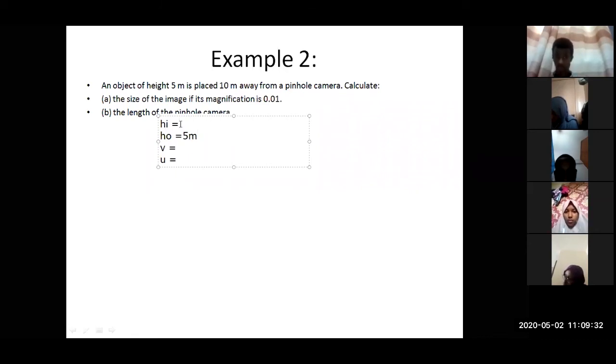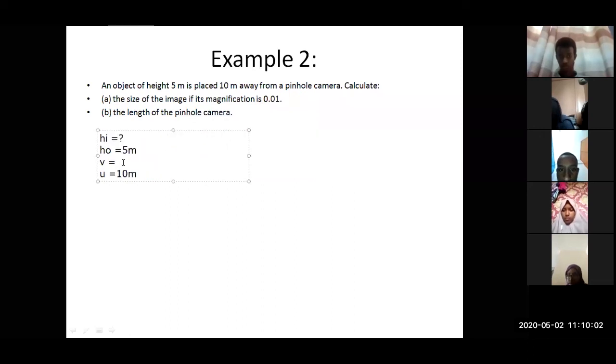Height of the image. So answers are coming in. They're asking for the size of the image in the first place, so I put a question mark. Size is the same as height of the image. So an object of height 5 meters is placed 10 meters away. So object distance, it is 10 meters. So we are being asked for the length of the pinhole camera, the second part. So that means we are doing part A.